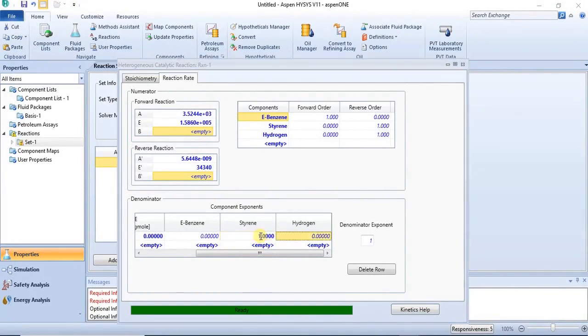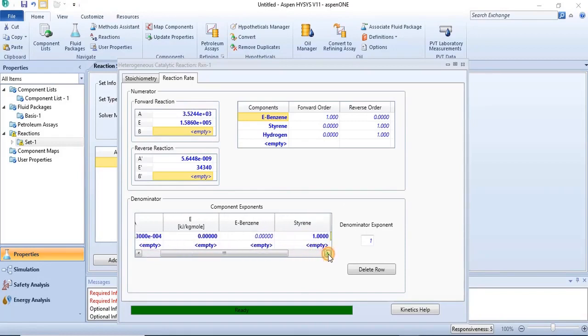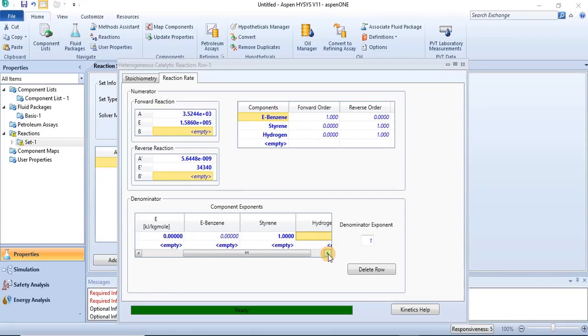Specify 1 here, and you are good to go. So hydrogen and benzene are 0 in this case. With these specifications, we can continue with our modeling. So our specifications are correct.